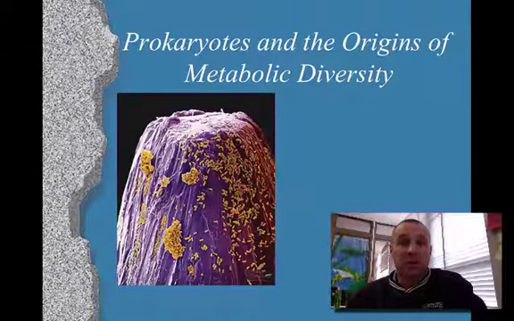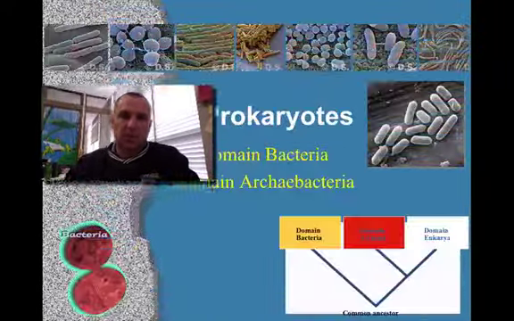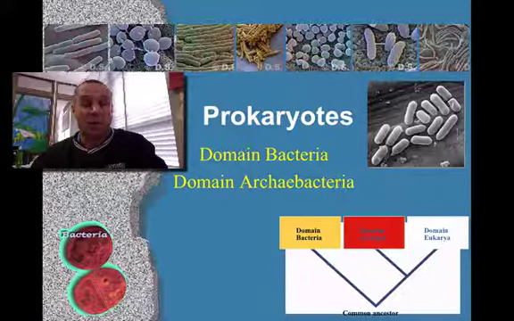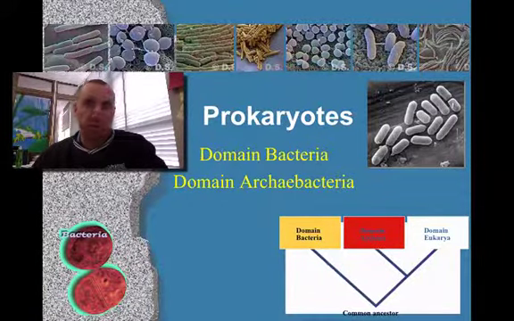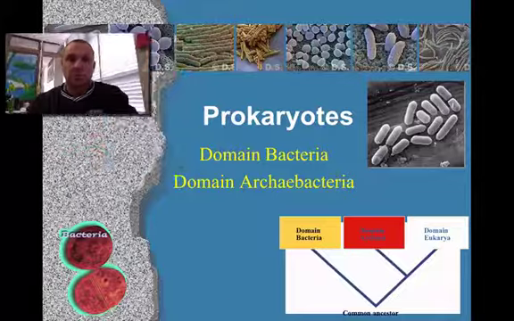Hey guys, it's Mr. Kennedy back with yet another video, and we're going to be talking about prokaryotes, and this is basically where metabolic diversity began. Now, whenever we look at prokaryotes, we have to remember that they come from two domains: the domain Bacteria and the domain Archaea. So they originated from Monerans, the kingdom Monera, and they are all single-celled, and they do not have a nucleus.